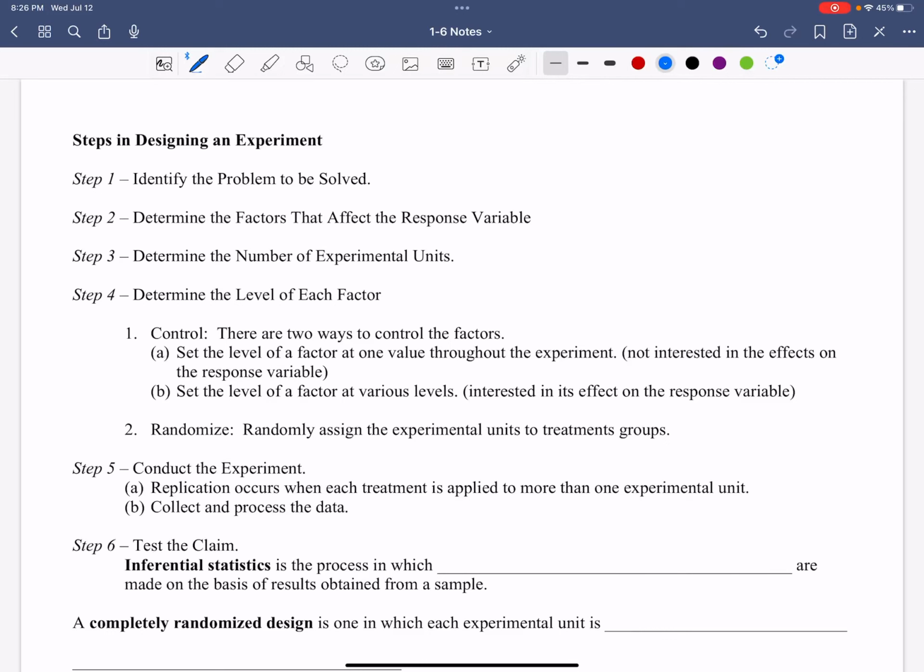All right, so now we have the vocab. Let's figure out what's happening with this. All right, step one, identify the problem. Thank you, Captain Obvious, right? I mean, in order to do an experiment, we have to figure out what's happening.